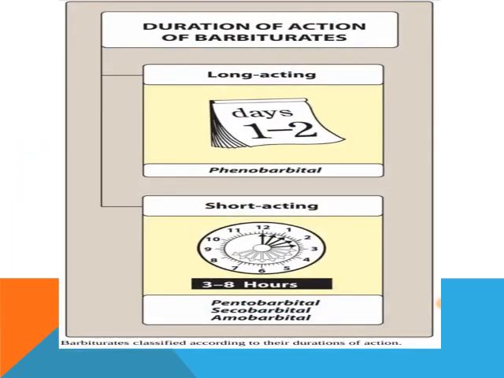Barbiturates are classified into long-acting and short-acting agents. Long-acting agents include phenobarbital, while short-acting agents include pentobarbital, secobarbital, and amobarbital. We have one more agent that is included in the ultra-short-acting category, that is thiopental sodium.